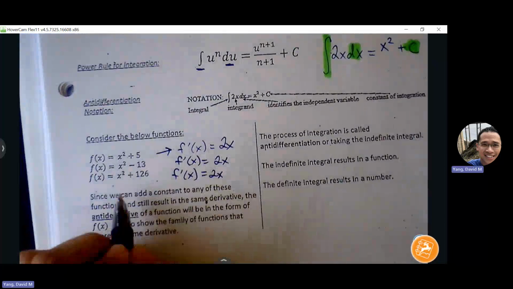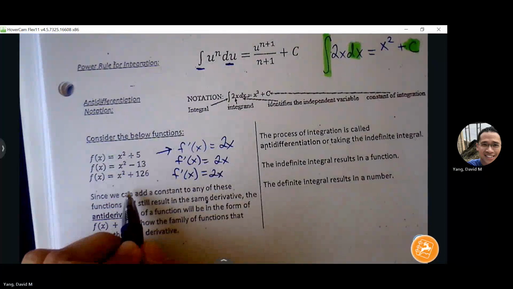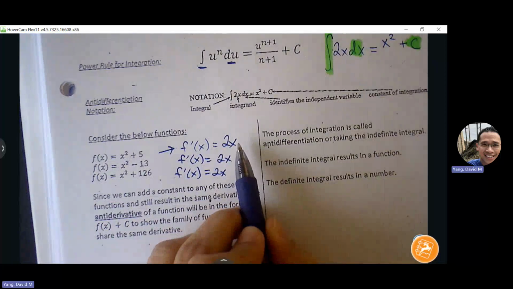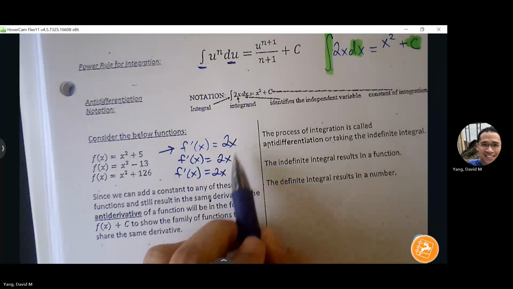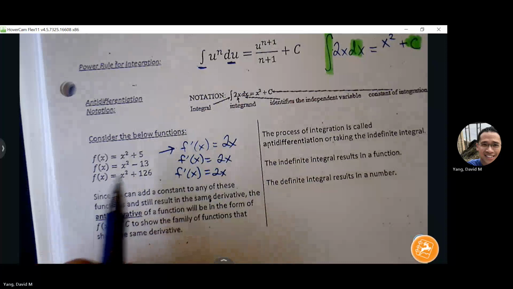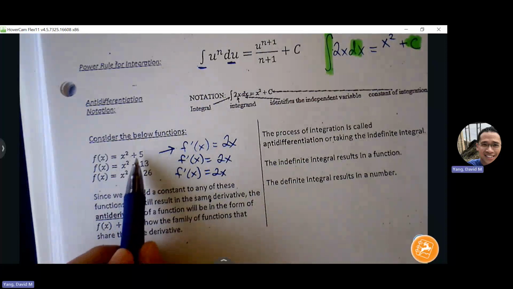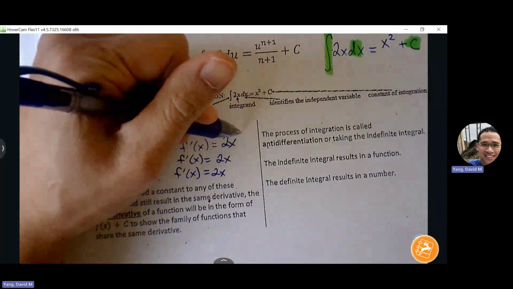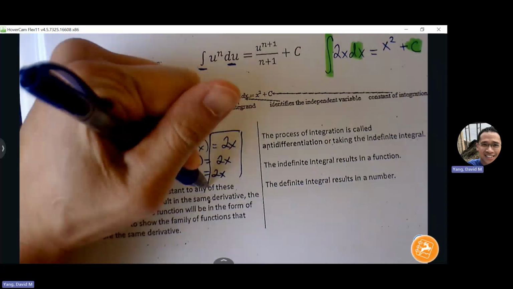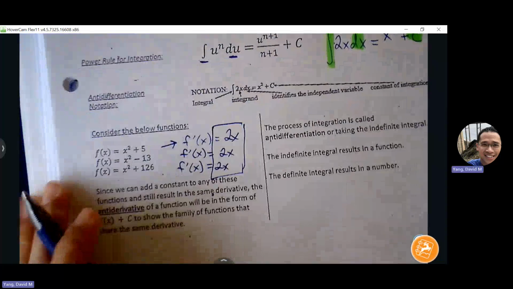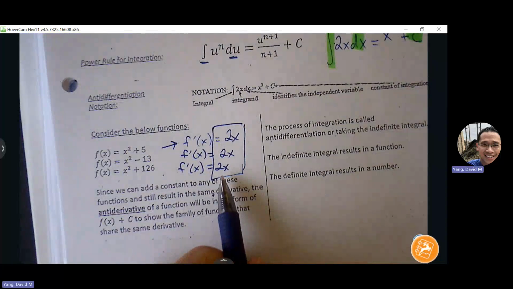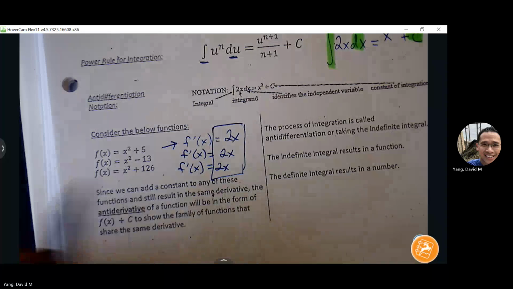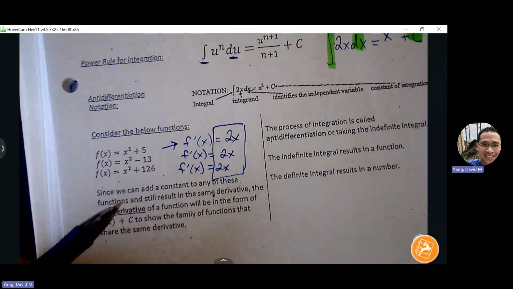Now, these are all different graphs. These are all different functions. So why do they all have the same derivative? The constant disappears. Okay. So let me ask you this. How many functions then share this derivative of 2x? How many in total?